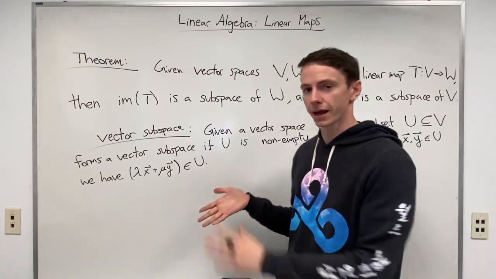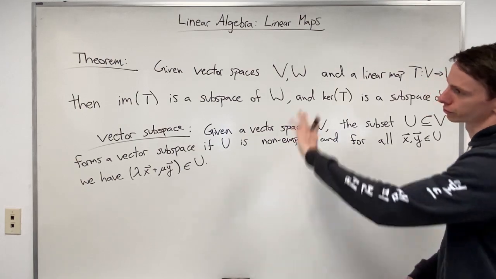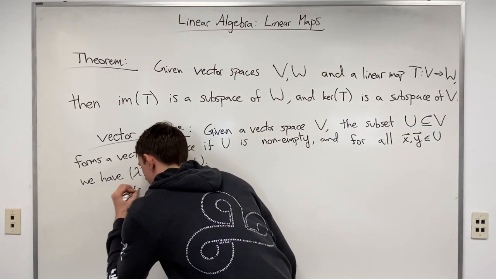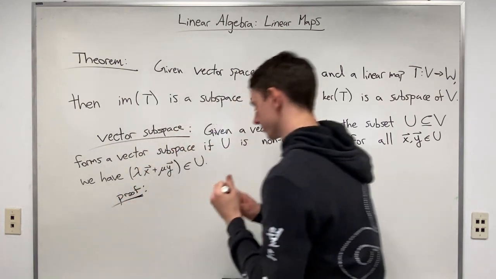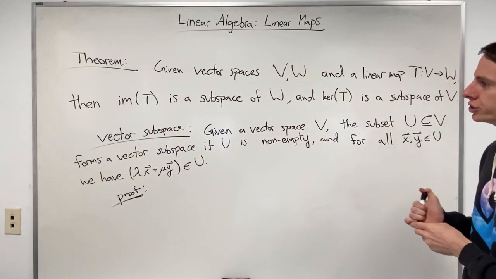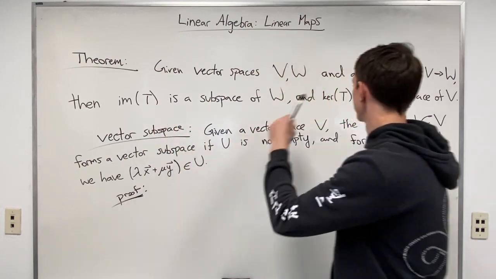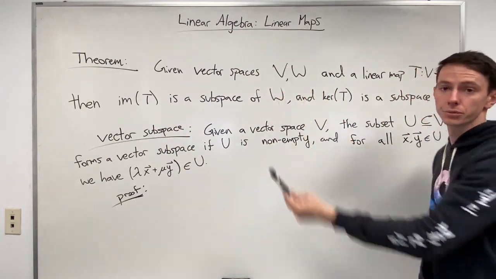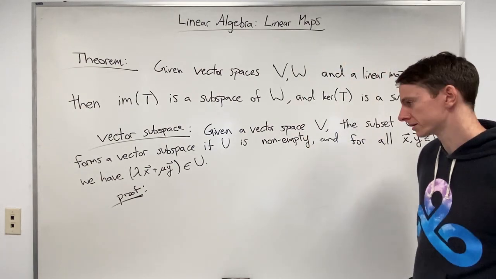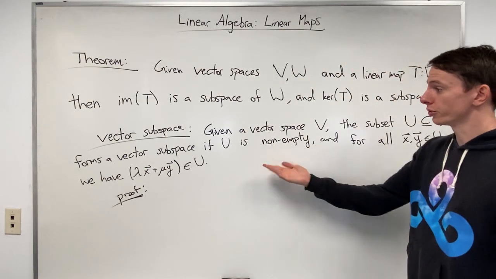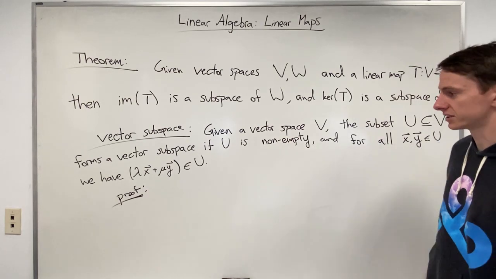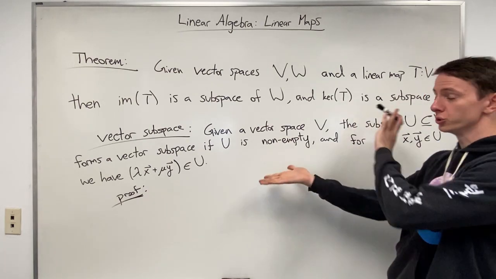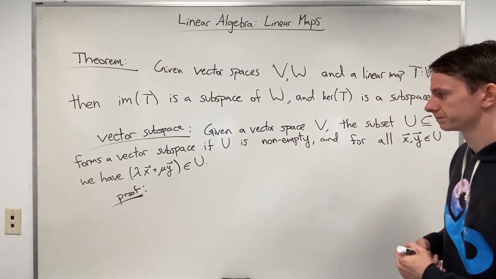So the reason that I write that right here is because for proving this theorem, and maybe we'll write proof down here, when we want to show that the image and the kernel are vector subspaces of W and V respectively, we just want to show that this criteria is satisfied. Okay, so hopefully that makes sense. We're going to be using this as a reference effectively.